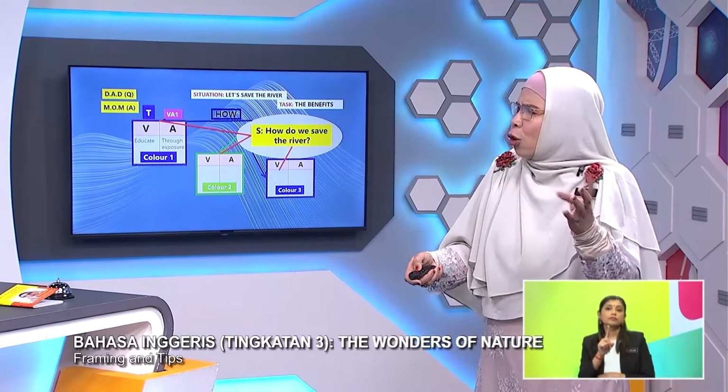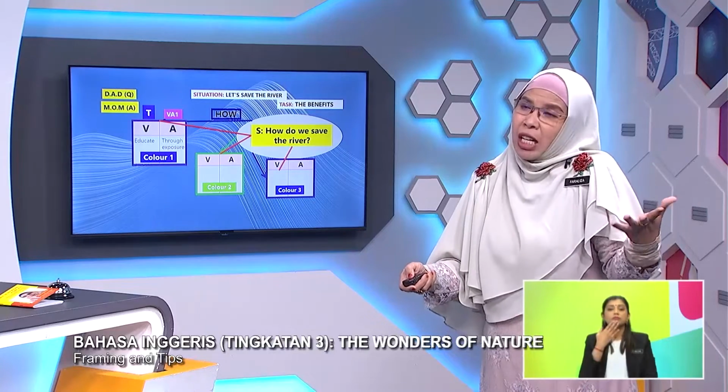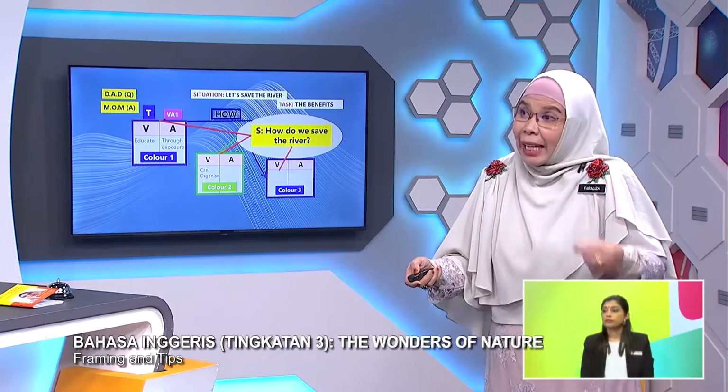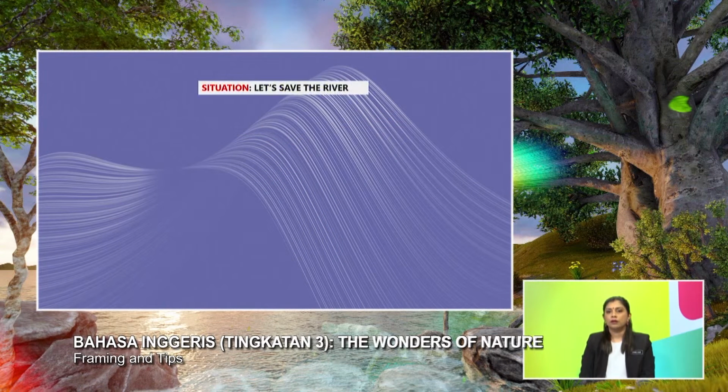It can be can, could, will, would, may, might, should, and etc. So the answer for this question: can organize river care program. And the third color can be a volunteer. So that's a combination of white color, yellow color, and also green color. So having said that, let's proceed to the next E. What is the first E, Sean?